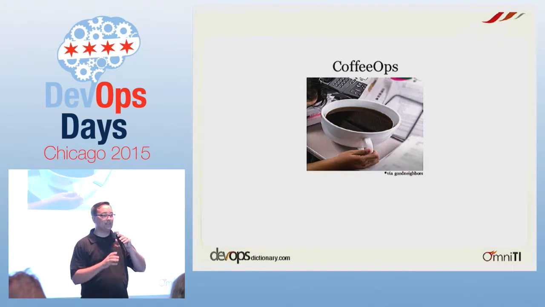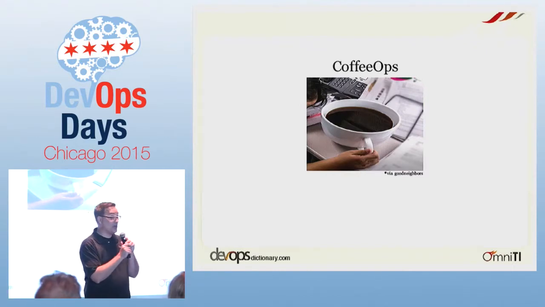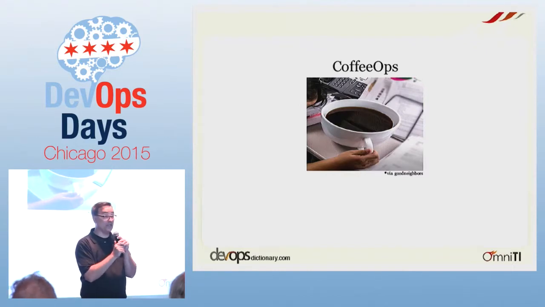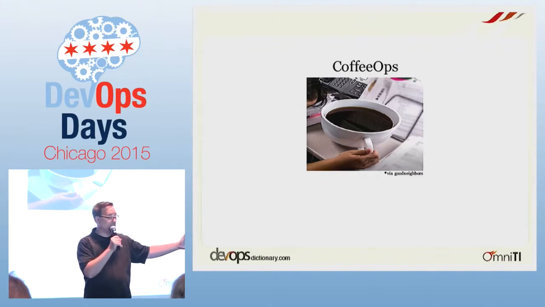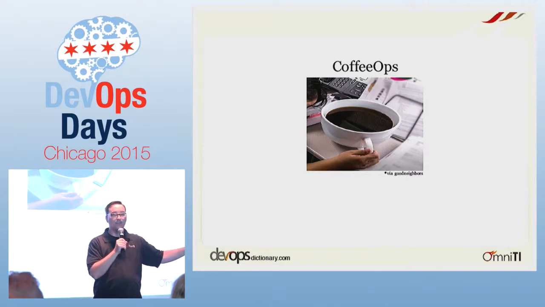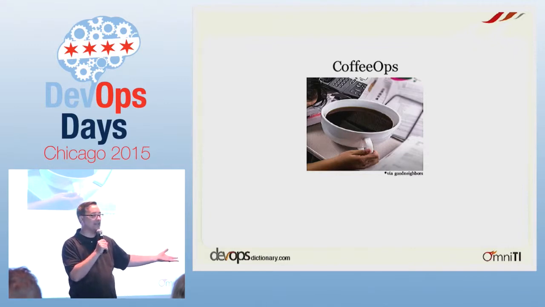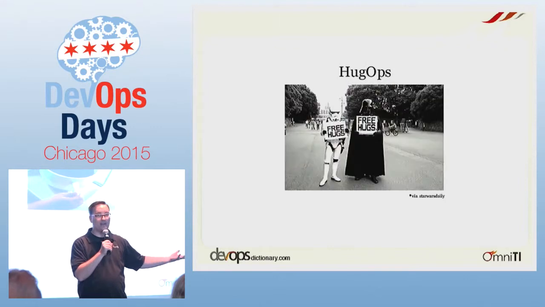Coffee ops. This doesn't actually mean drinking a whole bunch of coffee and doing your work. That's normal anyway. We don't need a word for that. Instead, coffee ops refers to a social movement. It's a meetup that was founded by Jennifer Davis, a name you'll probably hear a lot. She's a force of nature in the DevOps community. There's one in Santa Clara. There's one in Seattle. There's a few others. If you don't have one locally, I highly encourage you to start one. They are wonderful. Just people getting together and talking over coffee about DevOps.